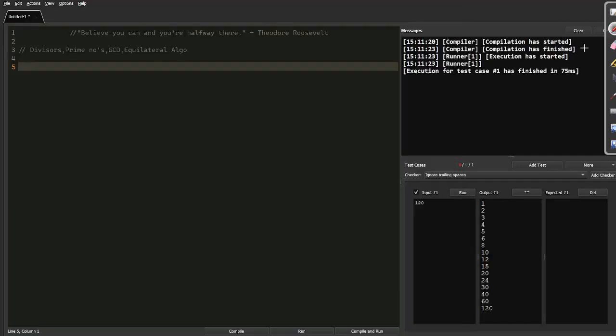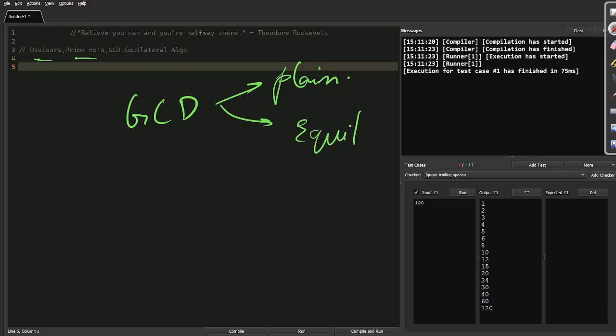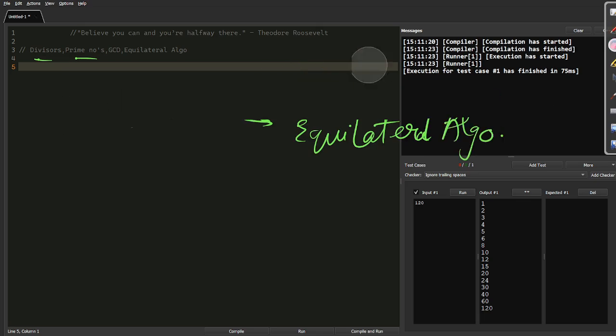Hello everyone and welcome to today's episode of competitive programming. In today's class we'll be discussing how to find the divisors, how to check if a number is prime or not, and how to find the greatest common divisor between two numbers using the plain method, the method which is easy to understand, and also the time efficient method. It's called the Euclidean algorithm.